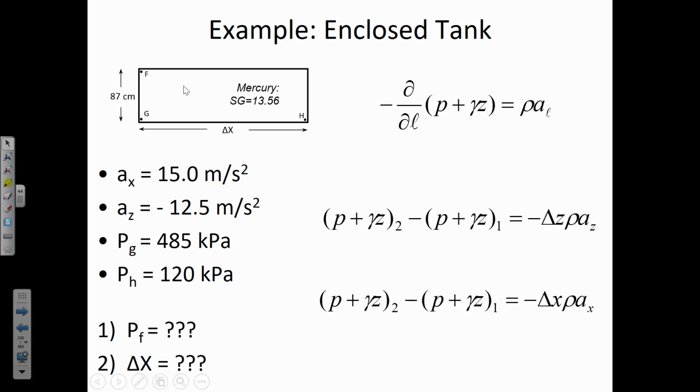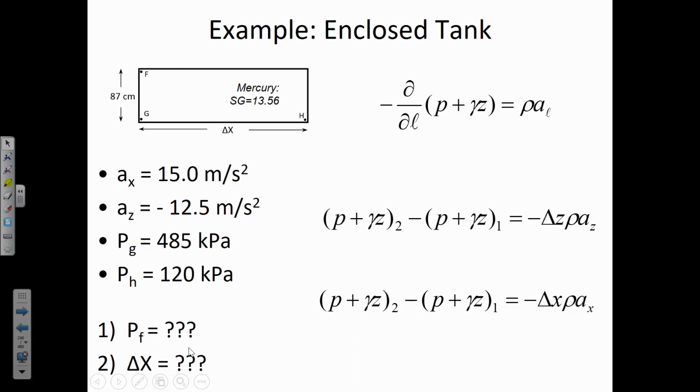So if you want to find the pressure difference between F and H, you'd have to go from F to G, then from G to H. And when you're going from F to G, that's when you'd use the acceleration in the vertical direction. And then from G to H, you'd have to do the horizontal. Sometimes students try to get fancy and combine the acceleration in x and z. Unfortunately, that approach doesn't work. We just have to analyze the directions individually.